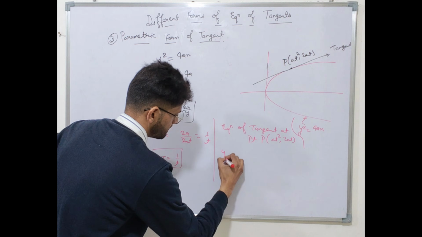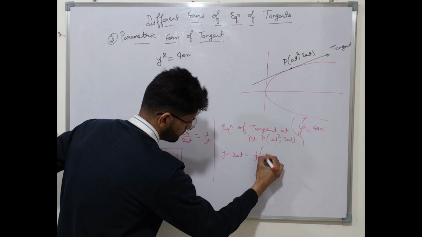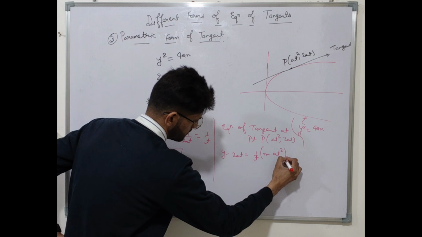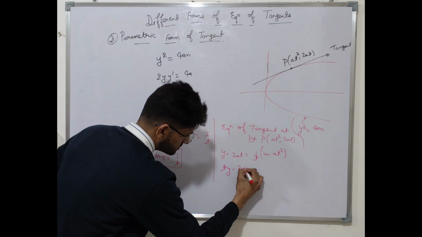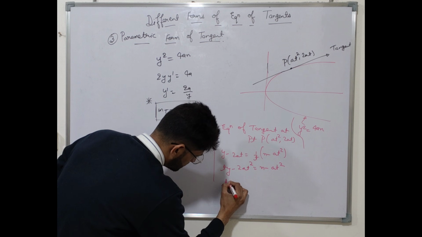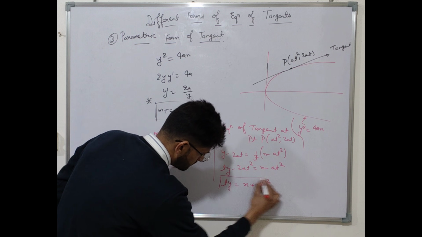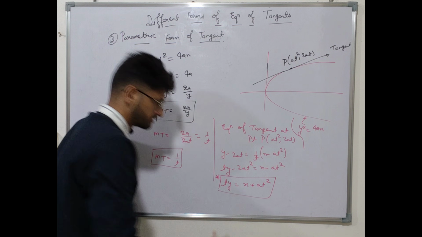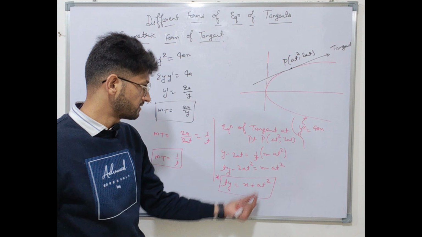From here we can write y minus 2at equals the slope of tangent, 1 upon t, times x minus at square, and we can rearrange it as ty minus 2at square equals x minus at square. Again we can rearrange it as ty equals x plus at square. ty equals x plus at square. This is also going to play a very important role in solving questions on parabola.